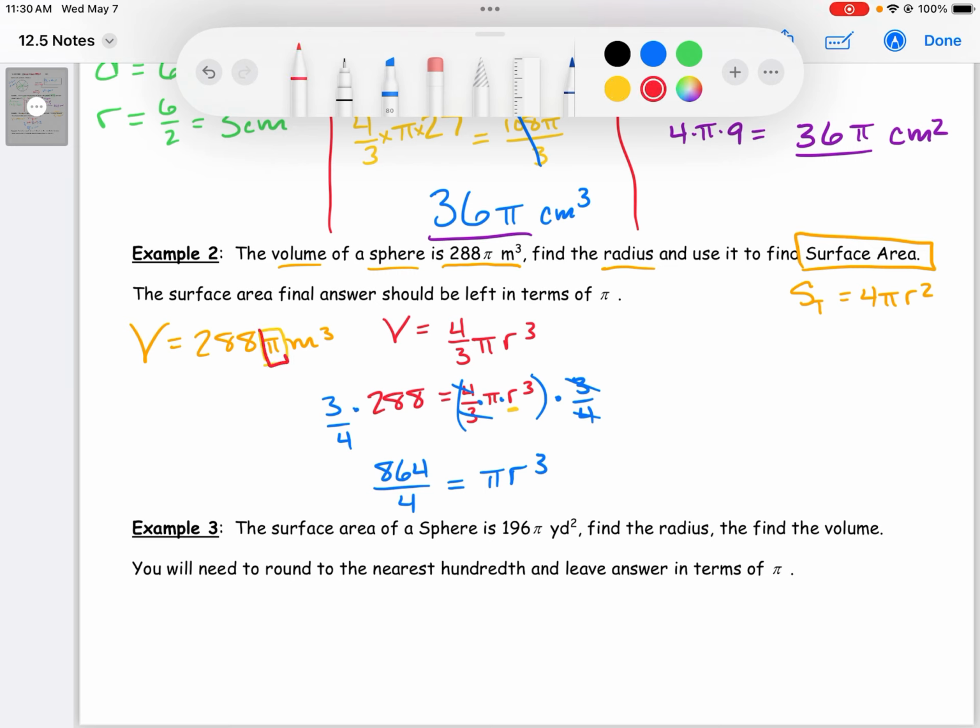Man, let me look. I forgot something right here. I forgot the pi symbol. Don't forget your pi symbol. There needs to be a pi right there.